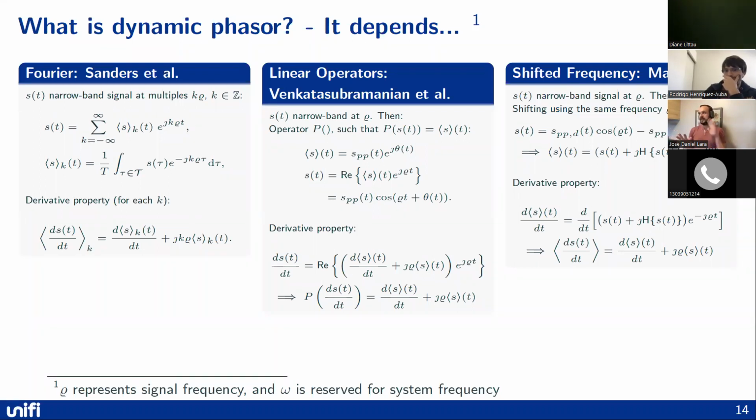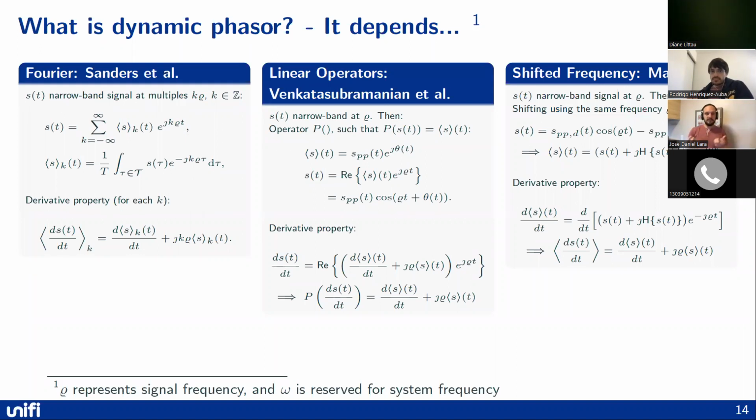So whereas Venkata Subramanian starts with a phasor and finds an operator to find the signal, shifted frequency analysis starts with the signal, applies the Hilbert transform, and obtains the phasor, right? So they're very similar to each other. This is why one of them is multiplied by e to the j k rho t, and the other is with a minus. So these three representations can be seen to all arrive at the same derivative property when it comes to modeling dynamic systems.